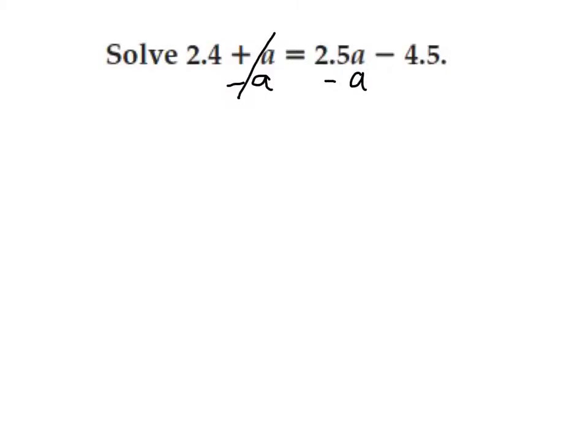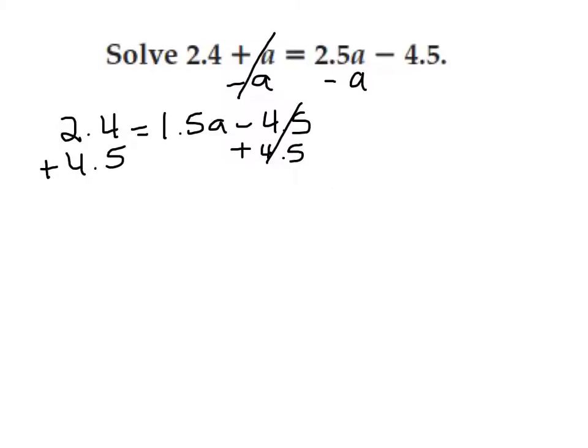That cancels out. I'm left with 2.4 is equal to, and I got negative 2.5 minus 1 gives me a 1.5a and minus 4.5. Now that I've combined my variables to one side, now it's time to isolate that variable. I'm going to go ahead and use reverse PEMDAS, and I'm going to do my addition first. That's going to cancel out. Whatever I do on one side, I do to the other.